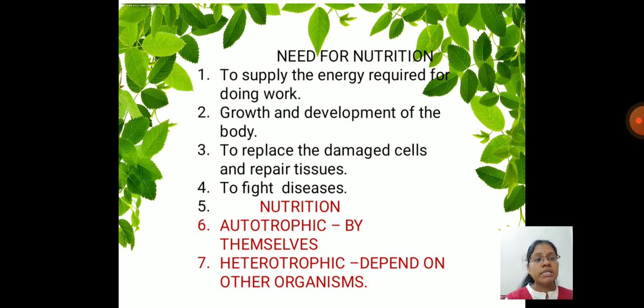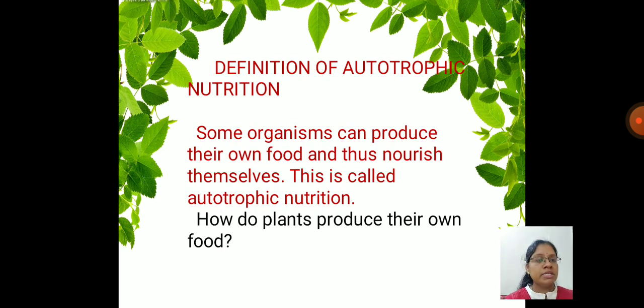So the nutrition is divided into two different kinds. Autotrophic nutrition: they prepare their food by themselves. Heterotrophic: they depend on other organisms. Next, we will see the definition of autotrophic nutrition. Some organisms can produce their own food and thus they nourish themselves. This is called autotrophic nutrition.